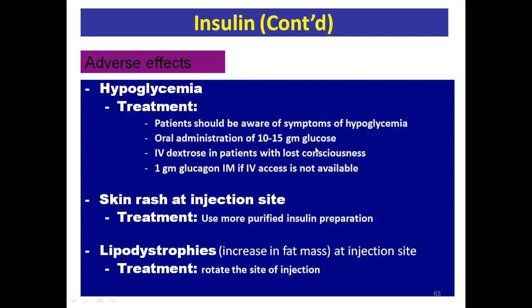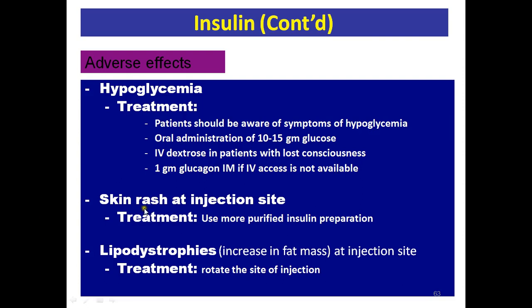This glucose should be given; the patient is advised to take juices, or he can take a glass of water with 2 to 3 spoons of sugar in it, or glucose, or we have 15% or 25% glucose ampules available. That is also given. And if the patient has lost consciousness, then you give IV dextrose to this patient, or 1 gram glucagon IM if IV access is not available. So if you cannot give IV dextrose, then glucagon can also be given for hypoglycemia.